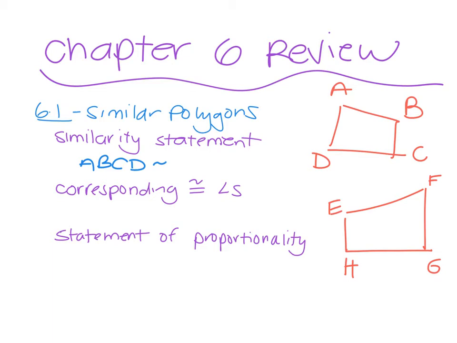It looks like DC is the longest, right? So let's say this is 10. It looks like AB is the next. It looks like AD is the next, and it looks like BC is the next smallest. So AB is the second to largest of that first one.